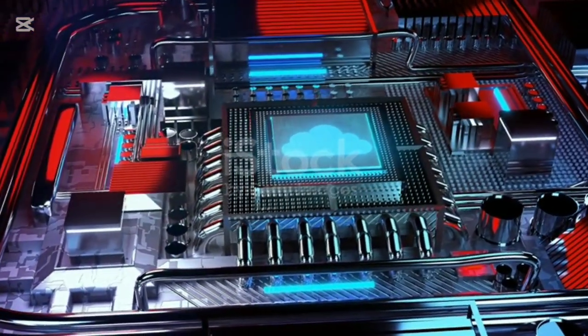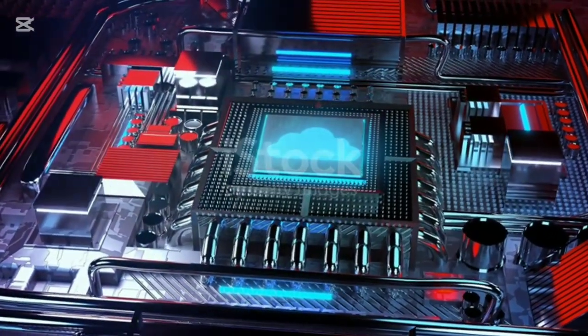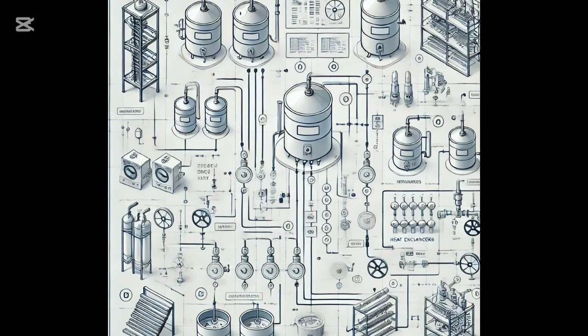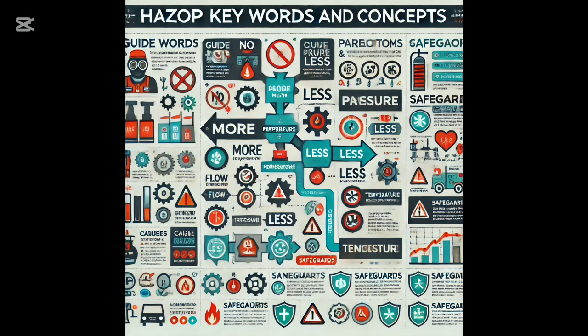Let's summarize. Nodes are the building blocks of a HAZOP study. Define them carefully with clear boundaries. Avoid common mistakes like overlap or vague definitions. Use advanced techniques for complex processes. Mastering nodes ensures that no part of your process is overlooked, setting the stage for a thorough and effective HAZOP.